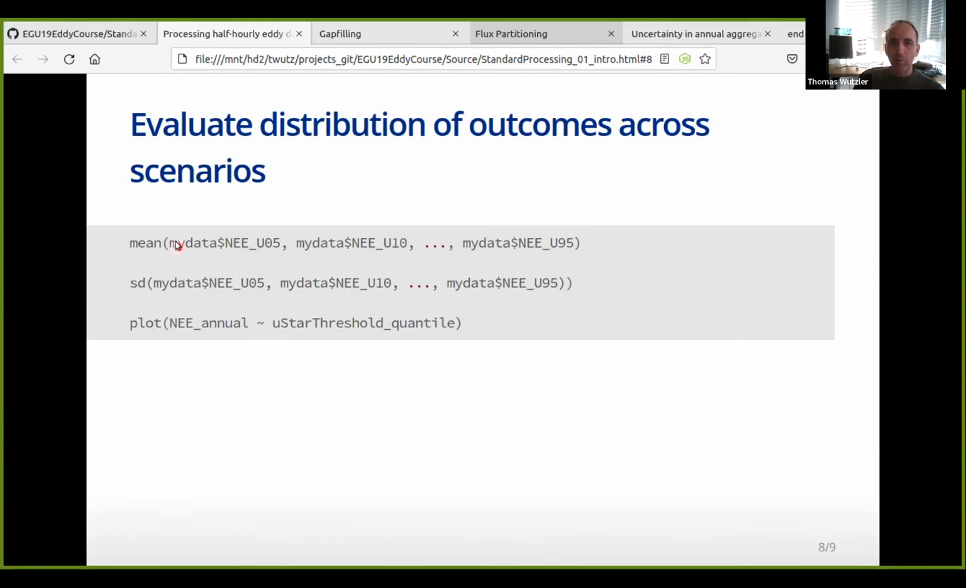And if you have those many columns, then, for example, on the multiple NEE columns, you can compute the mean or the standard deviation, or after some fiddling around with the data and extracting, you can also plot the distribution or histogram or whatever, and how it changes with your quantile.